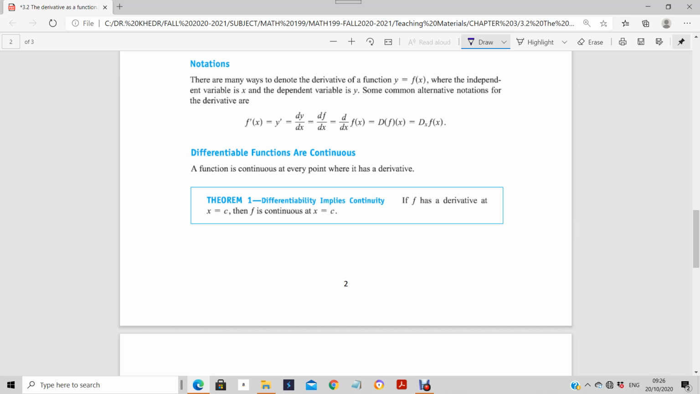But the other way is not always correct. If the function is continuous at x equals c, doesn't mean that the function has a derivative at x equals c.